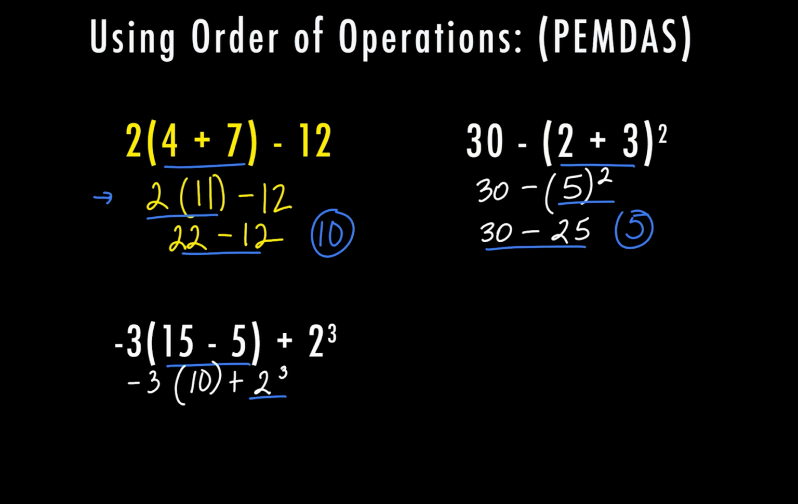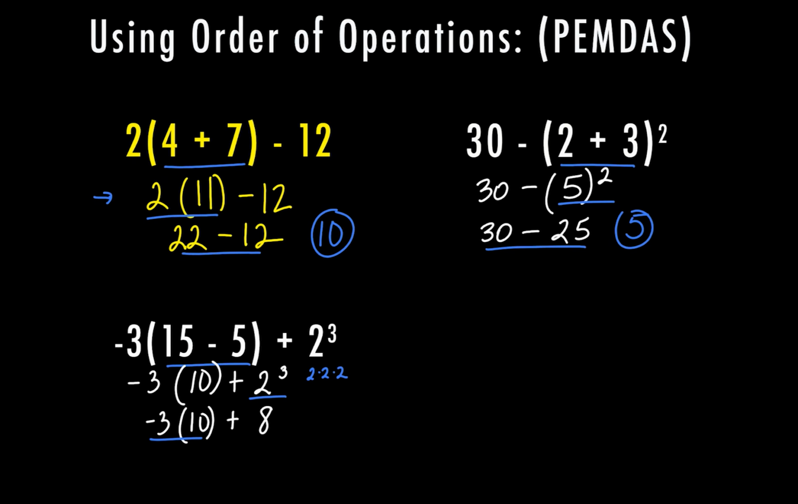2 cubed means 2 times 2 times 2. Well, 2 times 2 is 4. 4 times 2 is 8. And then I'm going to bring the rest of this down. Next step I'm going to look for is multiply and divide. I do have multiplication here, still working left to right.